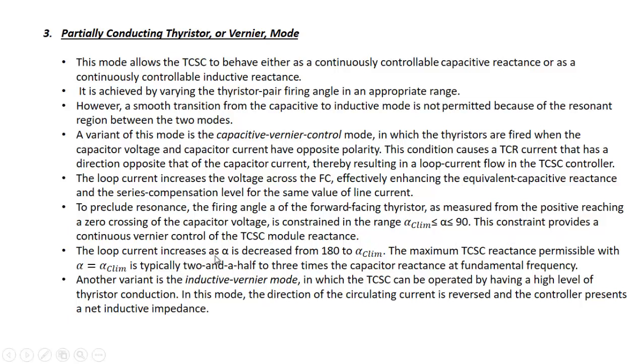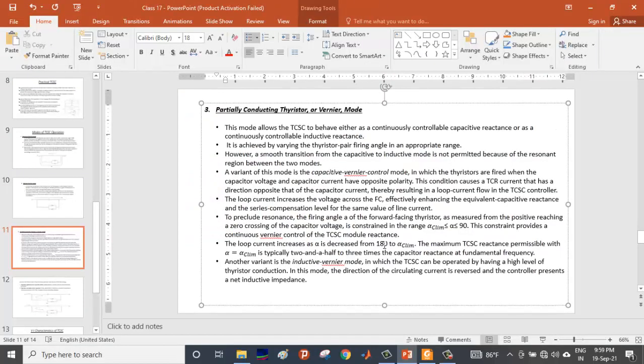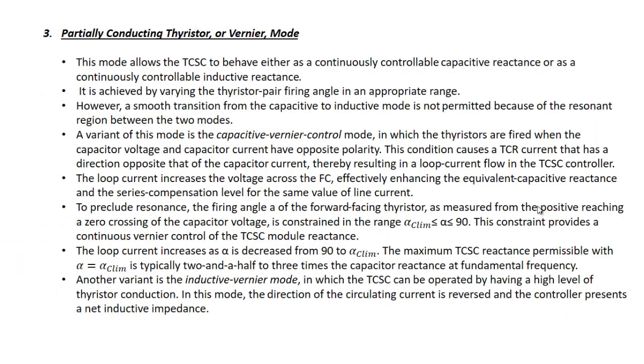The loop current increases as alpha is decreased from 90 degrees to alpha C limit. The maximum TCSC reactance permissible with alpha equal to alpha C limit is typically 2.5 to 3 times the capacitor reactance at the fundamental frequency. So this we have already discussed. The capacitance will increase up to this, and this is the maximum value for capacitance.